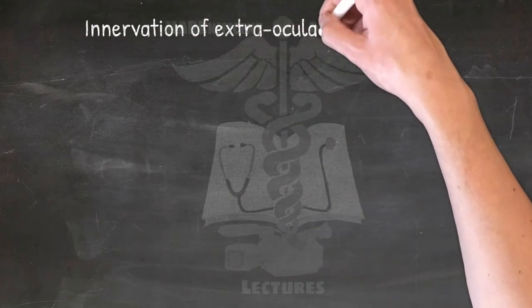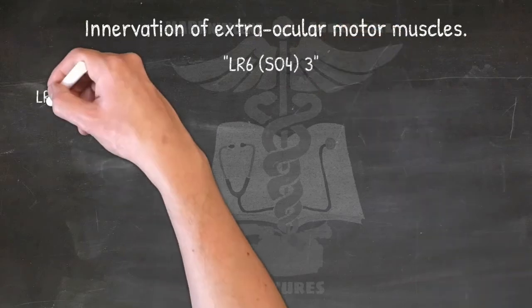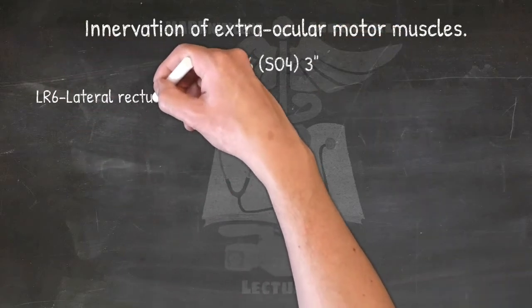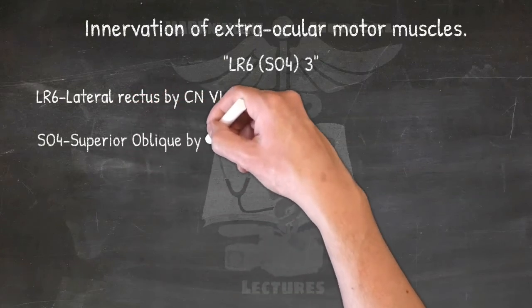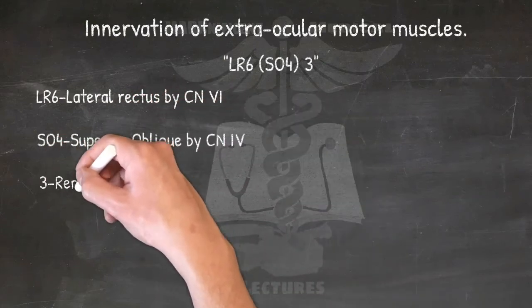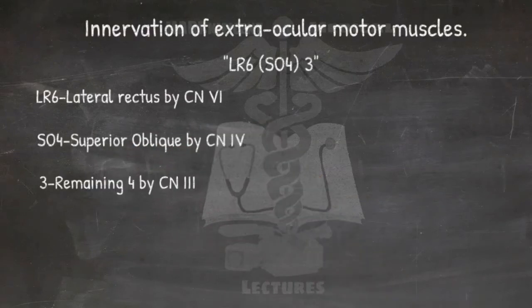Innervation of extraocular motor muscles. LR6 SO4 3. LR6: lateral rectus by cranial nerve VI. SO4: superior oblique by cranial nerve IV. 3: the remaining 4 eyeball movers by cranial nerve 3.